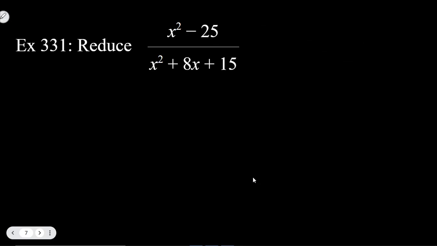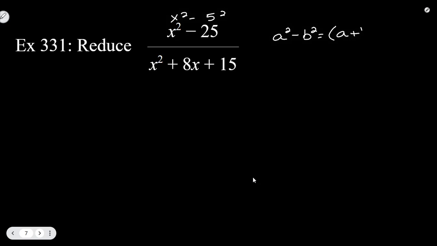Looking at 331, and we're still doing the same thing. So we want to try to factor. Notice that this x squared minus 25, that is x squared minus 5 squared. So that fits our pattern of difference of squares. And when you have difference of squares, it factors to be the first thing plus the second thing and the first thing minus the second thing.